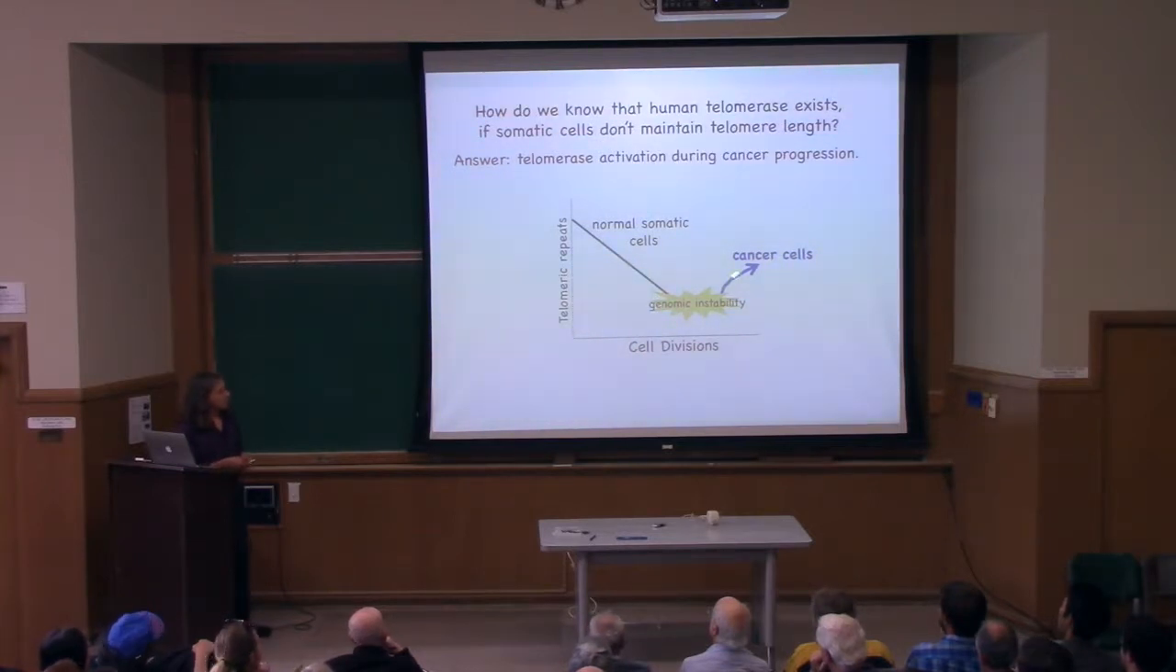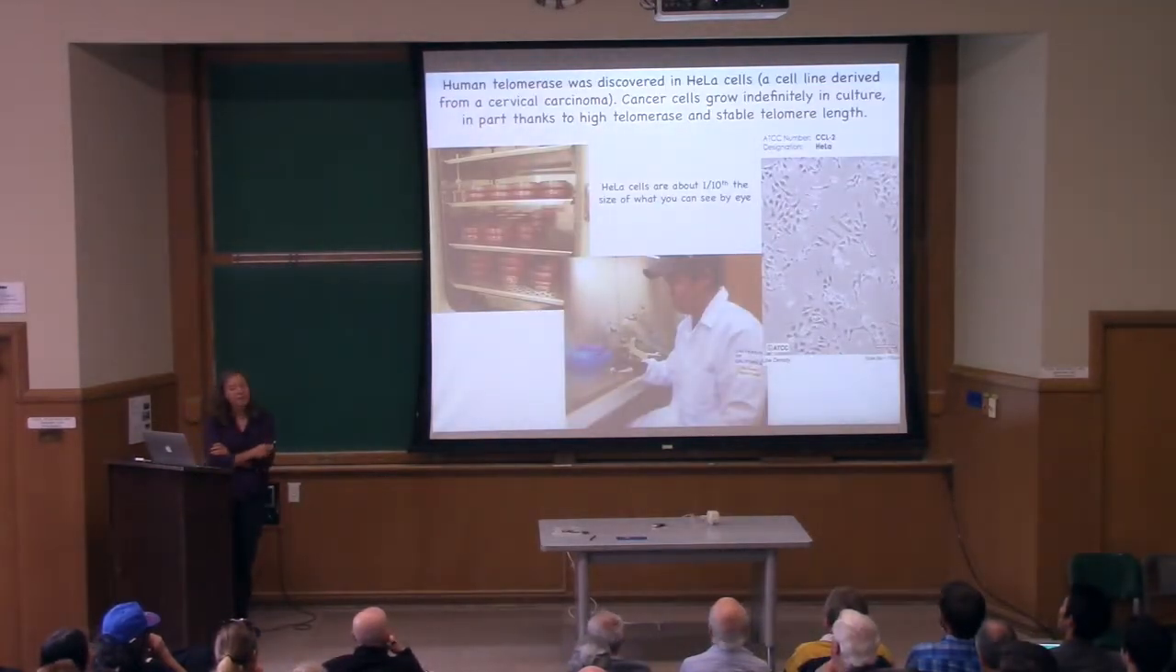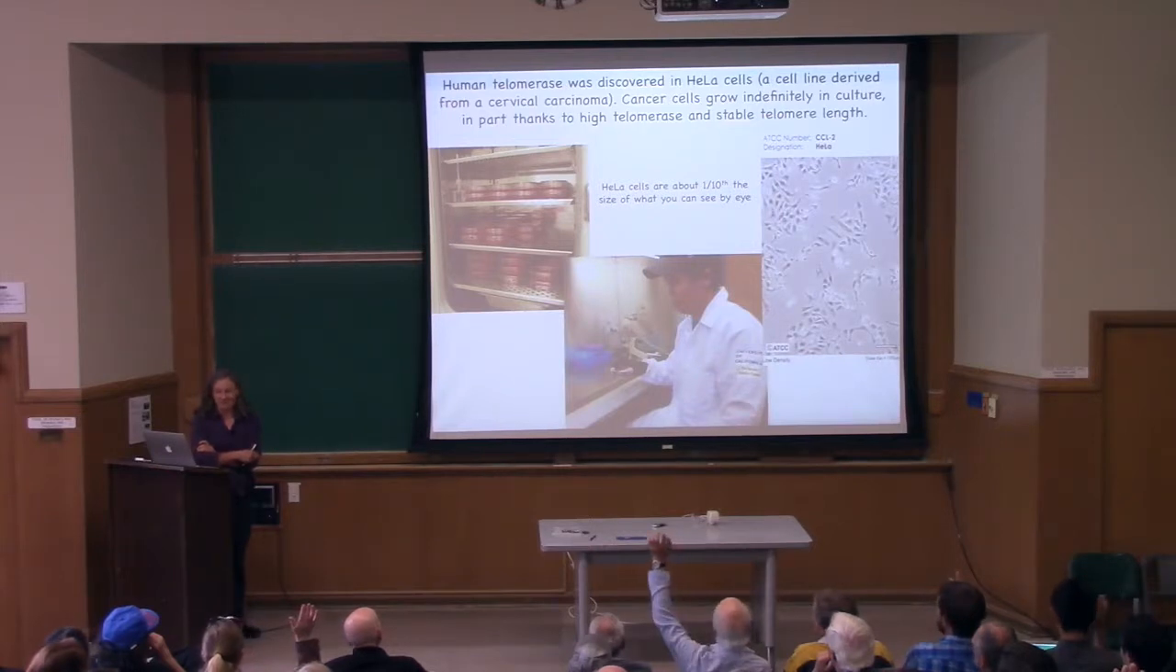So a cancer cell will grow out of this, and it will maintain stable telomere lengths, because it is apparently activated telomerase. And it is thanks to these cancer cells that human telomerase can be identified. In fact, human telomerase was identified in HeLa cells. How many of you have heard about HeLa cells?